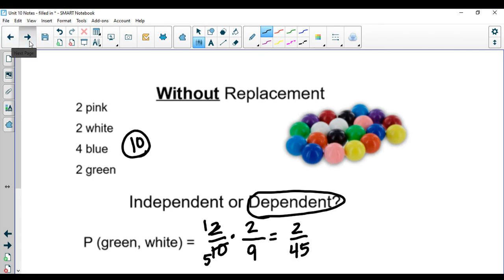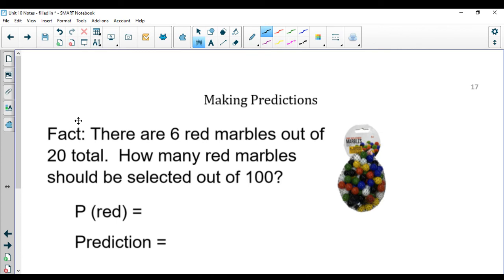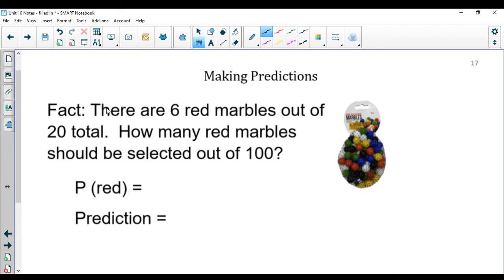The other thing that we can do with probability is we can actually use theoretical or experimental probability to help us make predictions for the future. So, for example, there are 6 red marbles out of 20. How many red marbles should be selected out of 100? So the first thing we do is look at the probability of 6 red marbles out of 20. And we can go ahead and actually reduce that. So 6 out of 20 is going to give me 3 out of 10.